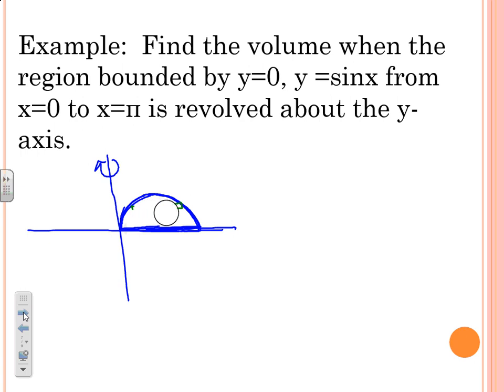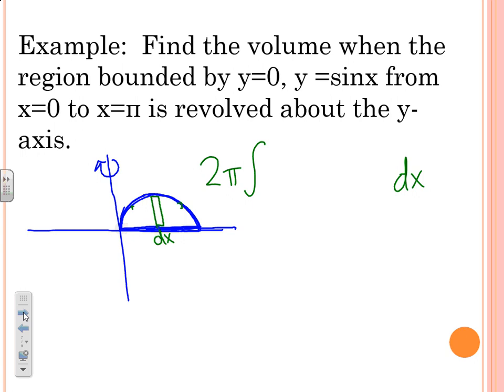Okay, so we don't have a choice whether we want to or not. We have to use vertical rectangles, okay? Because we can only do this with respect to x, which means we are creating shells around the y-axis. So shell method makes me think 2 pi r h times thickness.